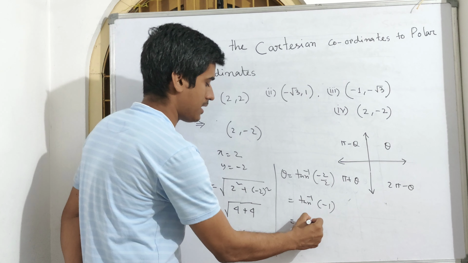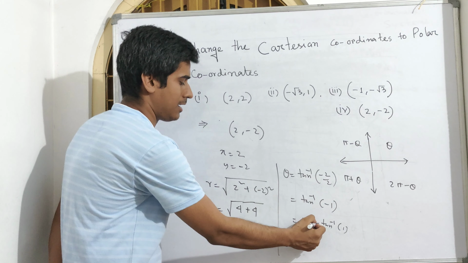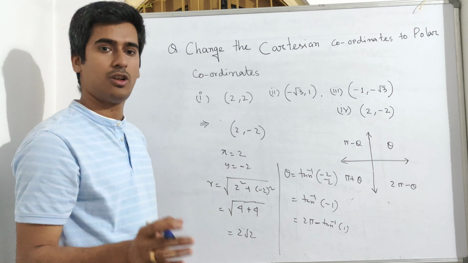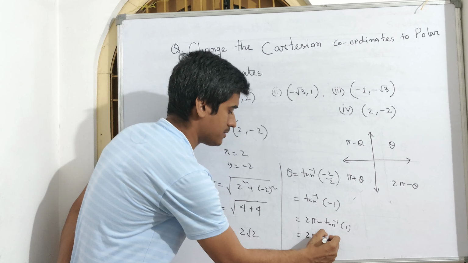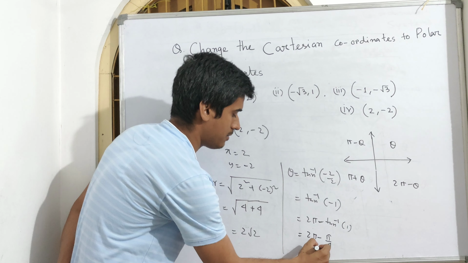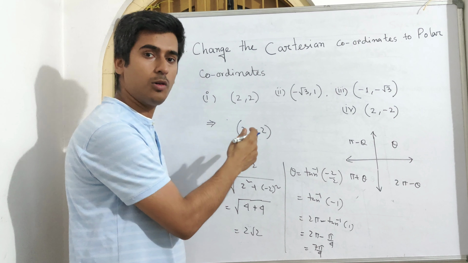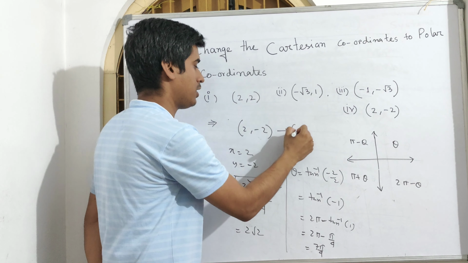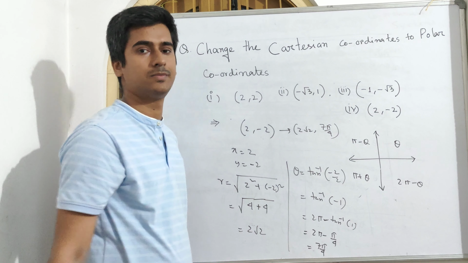that is 2 pi minus tan inverse 1. Here tan inverse 1 is always in the first quadrant. 2 pi minus pi by 4, that is 7 pi by 4. So the polar coordinate of the given point (2, minus 2) is (2 root 2, 7 pi by 4).